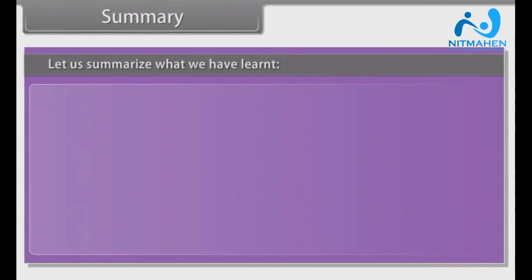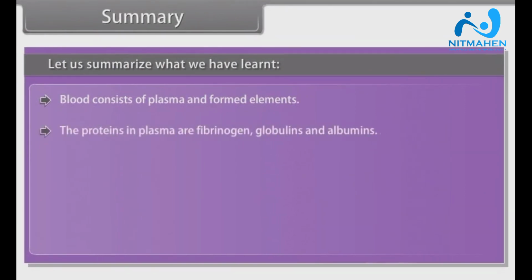Summary. Let us summarize what we have learned. Blood consists of plasma and formed elements. The proteins in plasma are fibrinogen, globulins and albumins. Formed elements are erythrocytes, leukocytes and platelets.